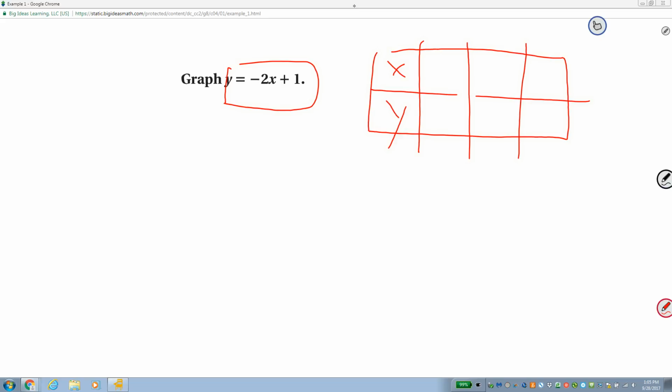I would listen up, ladies and gentlemen, because I really don't want to reteach this again. So X, we can put in anything. Put in 10, 20, 30.